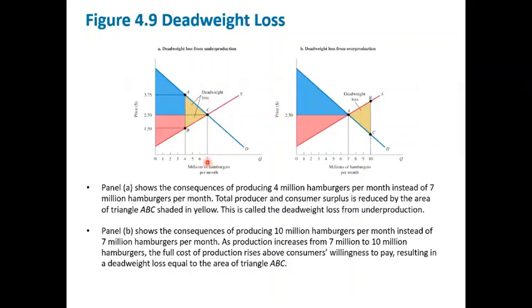Here's an example. Let's say the market was restricted to 4 million burgers and the price was still $2.50. This triangle, Alpha Bravo Charlie, is the deadweight loss because the benefits to society of producing it exceed all the costs, including opportunity costs of producing it. Now, this top triangle here is lost consumer surplus. The bottom triangle is lost producer surplus.